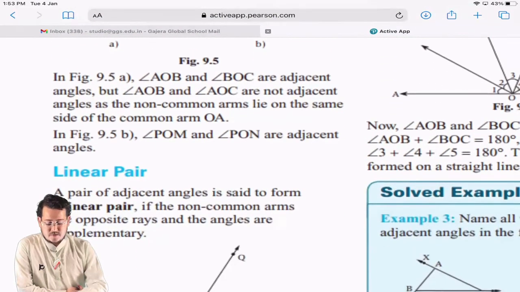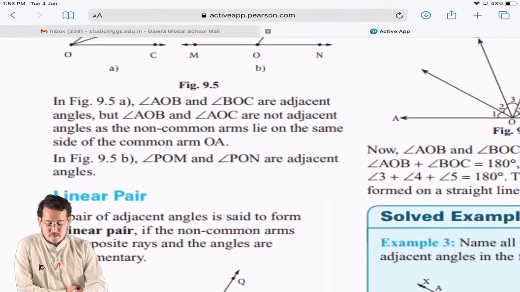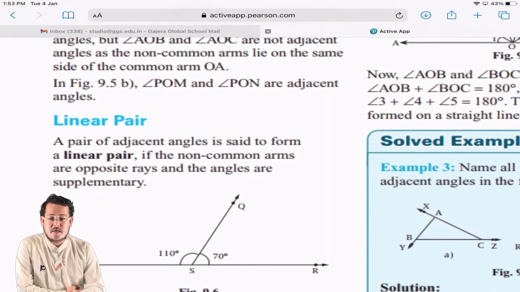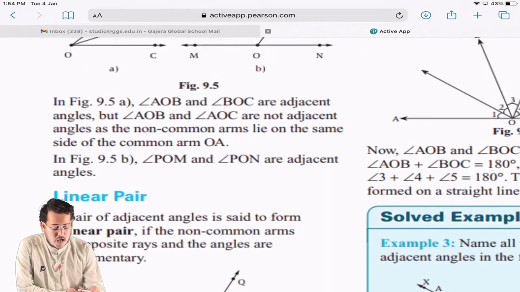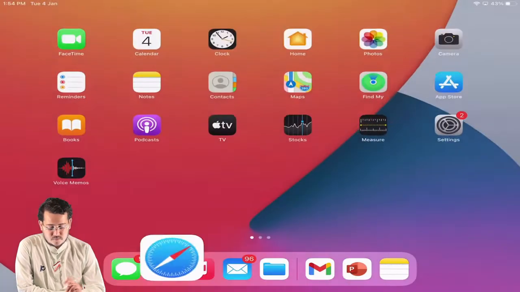Next we are taking linear pair. Now we will just read the content of linear pair. What does it say? Linear pair, a pair of adjacent angles. So in linear pair the picture of adjacent angles will come. A pair of adjacent angles, pair means two angles of adjacent angles, is said to be a linear pair if non-common arms are opposite rays and the angles are supplementary. So again, how will a linear pair come?